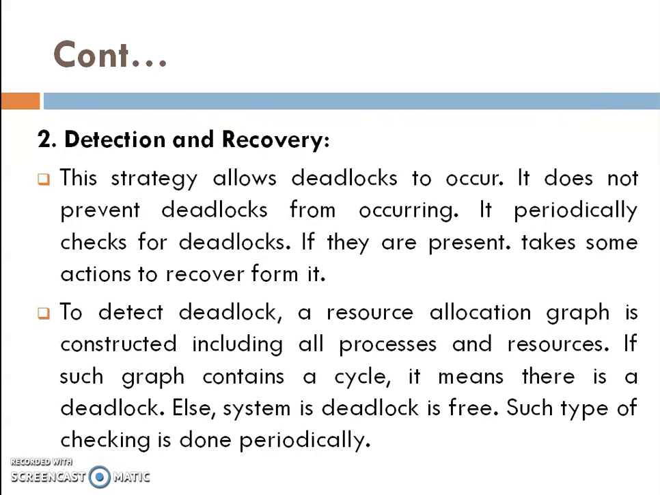Then second, detection and recovery. This strategy allows the deadlock to occur. It does not prevent deadlock from occurring. It periodically checks for deadlock. If present, it takes some action to recover from it. To detect the deadlock, a resource allocation graph is constructed, including all processes and resources. If such a graph contains a cycle, it means there is a deadlock. As the system is not deadlock free, such checking is done periodically.